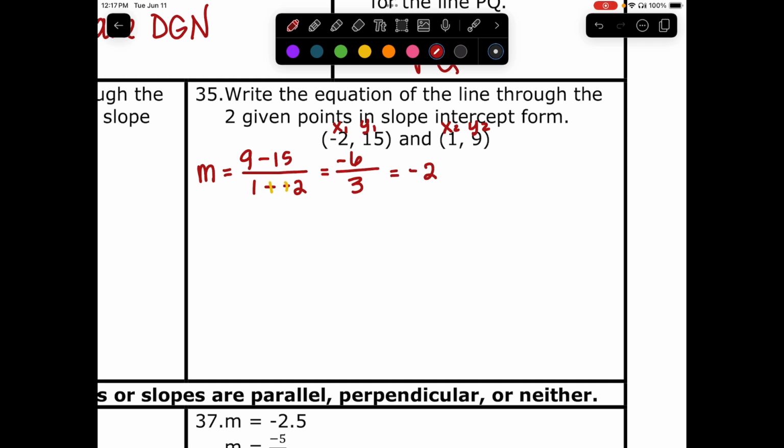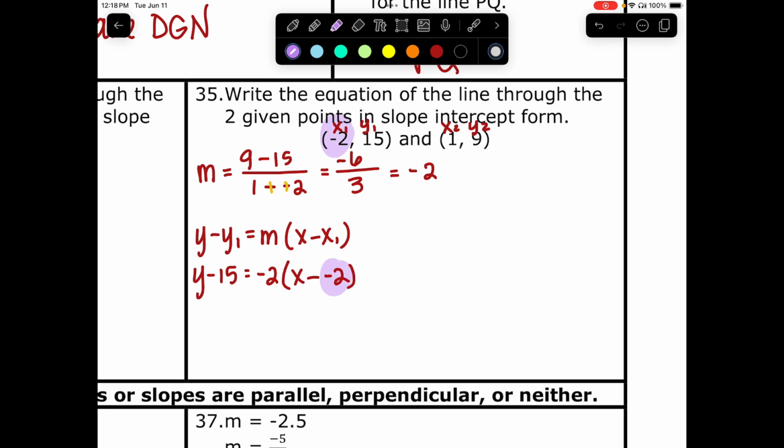So now that we have the slope, we can use one of the points and plug it into point-slope form, which is right here. Are there other ways to do this? Of course. If you can figure out the other way, go forth and be great. All right, so y1 was 15. The slope was -2. x1 is -2. Just to be clear, this is x1, this is y1, and then the slope was -2, and that's where we got that from.